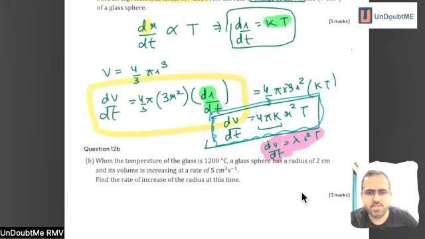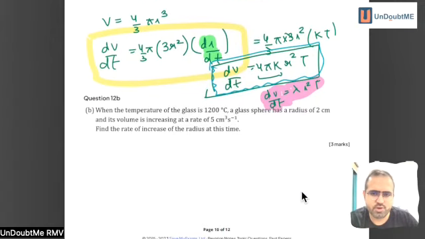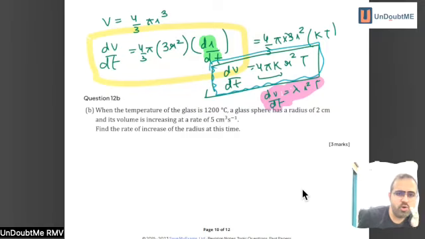Now the next part of the question is giving us some more information. We need to use this result only for sure. So when the temperature of the glass is 1200, a glass sphere has a radius of 2 and its volume is increasing at the rate of 5. Find the rate of increase of radius at this time. They are asking dr by dt. So we may have to use that yellow highlighted box expression.